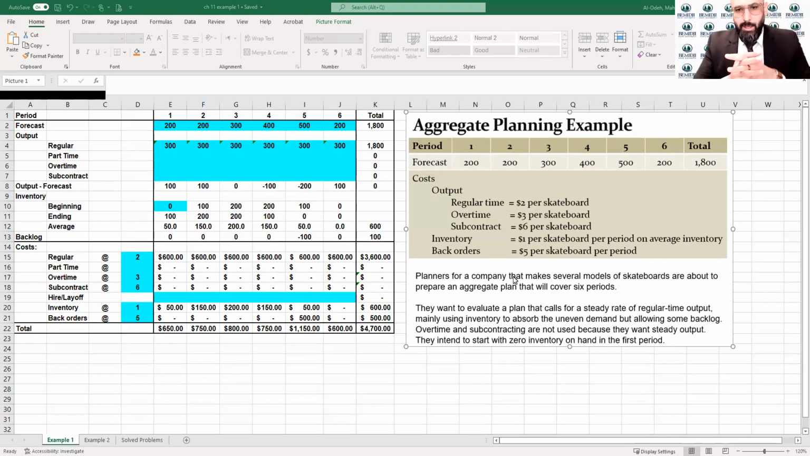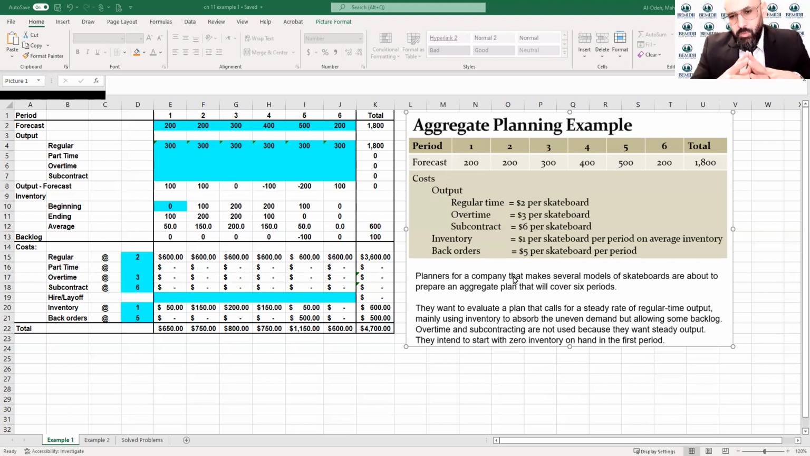Hello again. In this video, I will be providing an aggregate planning example. So we have this example for a company who's making skateboards. And what we did here, we have a forecast. So this company forecasted the demand for the 6 periods, 6 months, 6 weeks. And we have a total of 1,800 units that they're expecting to sell over these 6 periods.